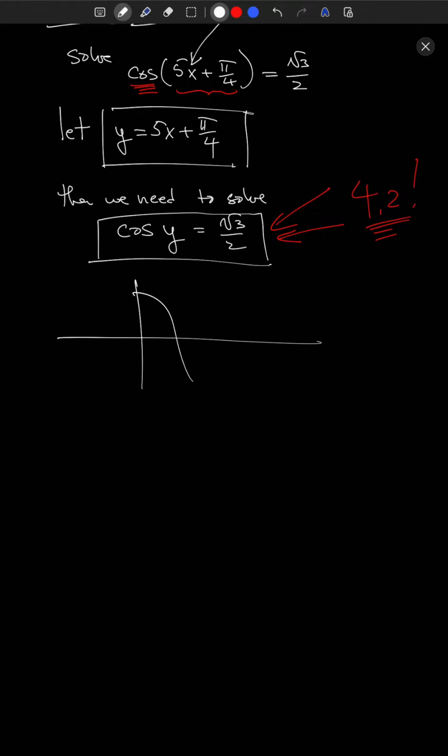Very quickly, I'm going to draw cosine. And let me do it using the version where I look between 0 and 2 pi. Like that. Here's pi. I know cosine of pi over 6 is equal to root 3 over 2, right? So here's pi over 6. And so this height here is root 3 over 2. And so pi over 6 is going to be one solution to this cosine y problem. And I'm going to get another solution right there, right?